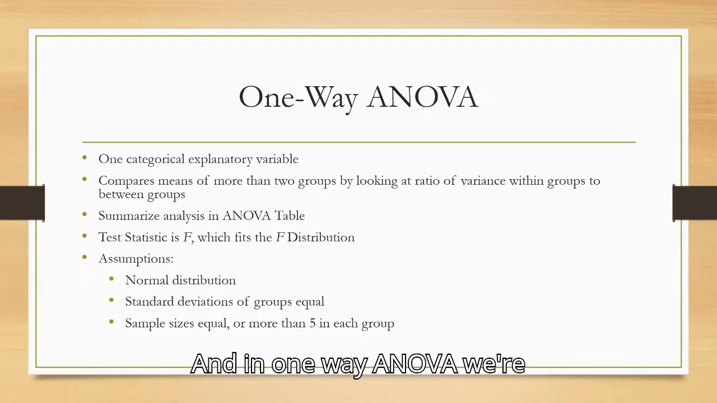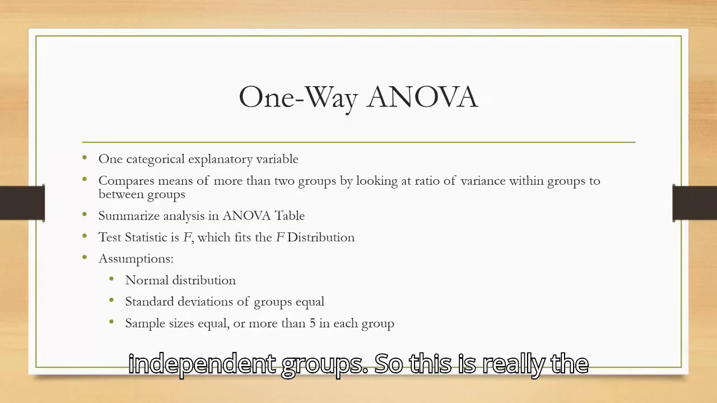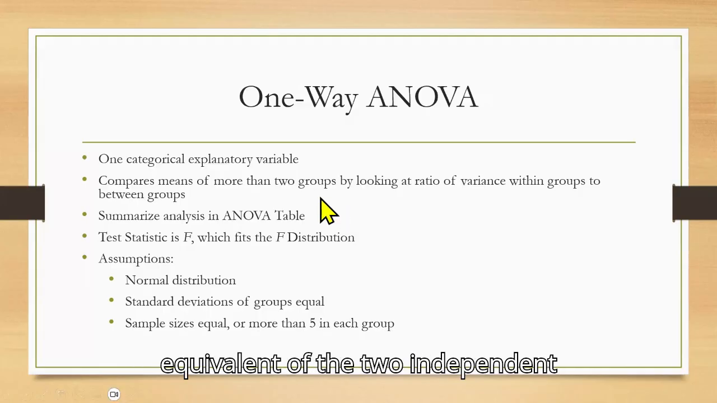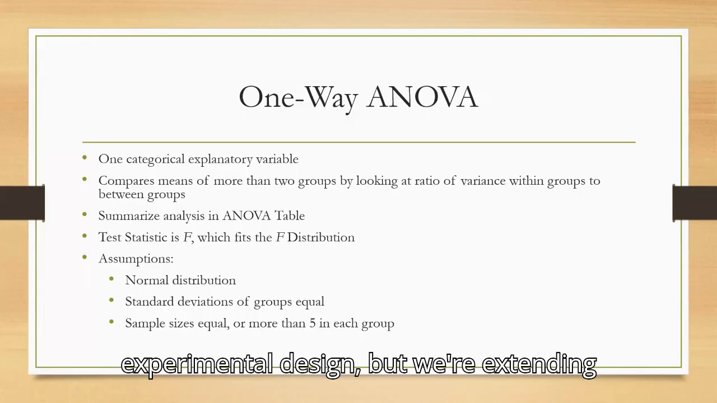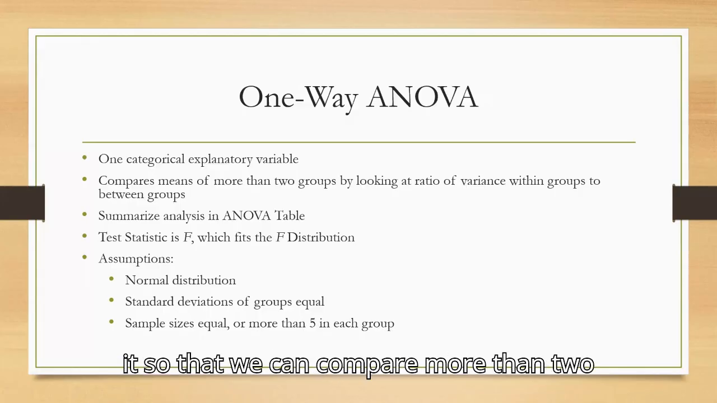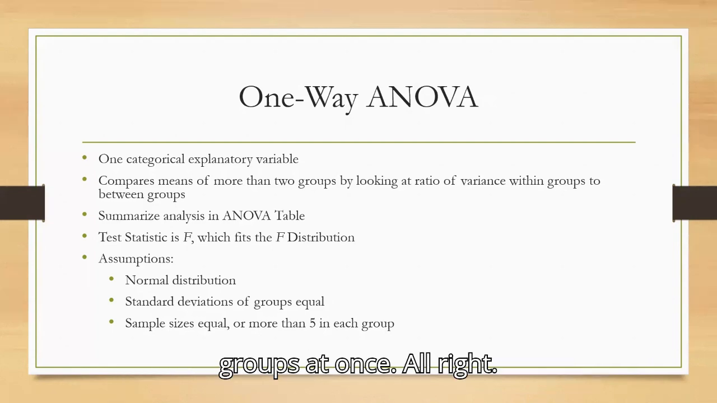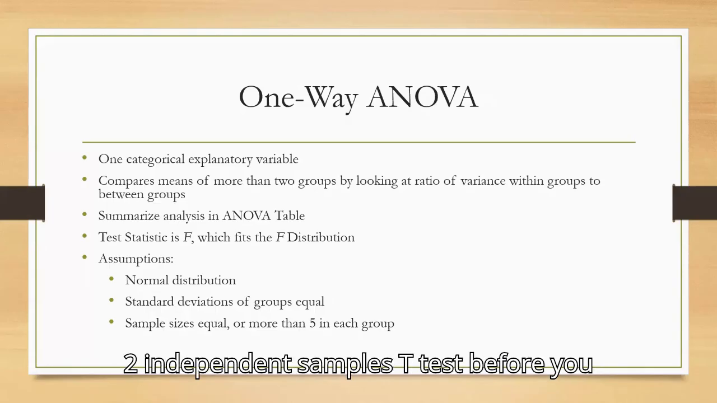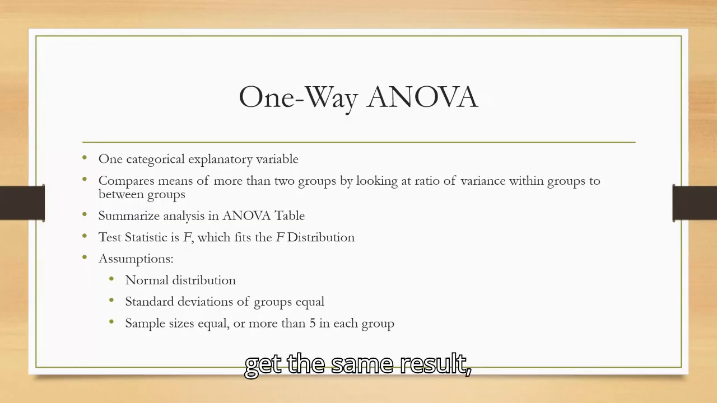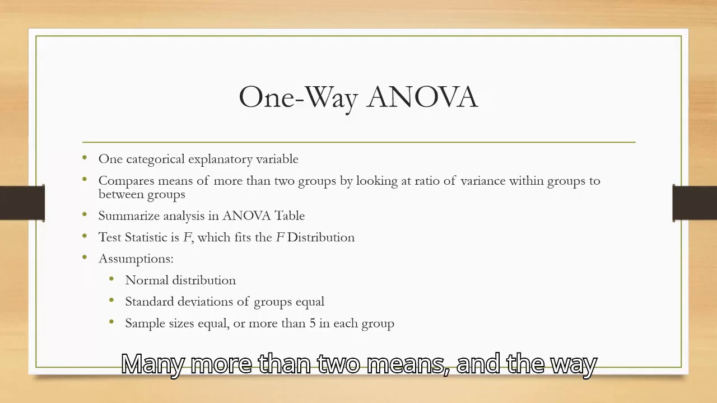And in one-way ANOVA, we're going to have independent groups. So this is really the equivalent of the two independent samples t-test experimental design, but we're extending it so that we can compare more than two groups at once. If you do ANOVA on the same data you do a two independent samples t-test for, you get the same result. But you can apply it to many more than two means.